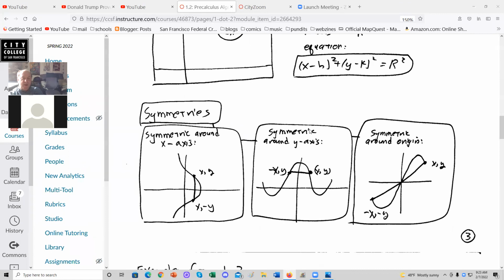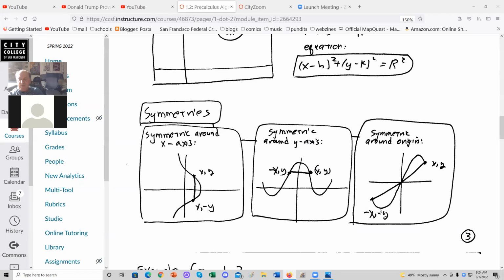Given a graph, it may have various symmetries. Here we have a graph which is symmetrical around the x-axis. If you flip the graph over the x-axis, you get the same graph. In this case, that means that if x by y is on the graph, then x by -y is also on the graph. You may have a graph symmetrical around the y-axis. If you flip over the y-axis, you get the same graph. Therefore, if x by y is on the graph, then -x by y is also on the graph.